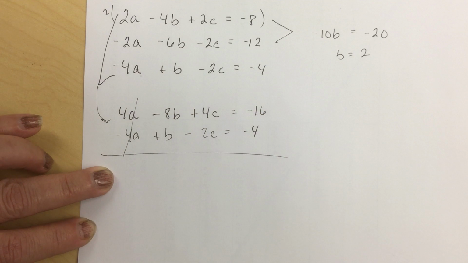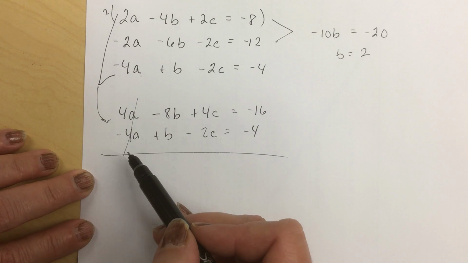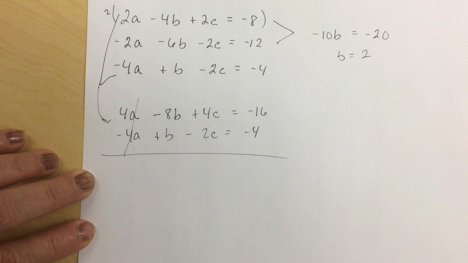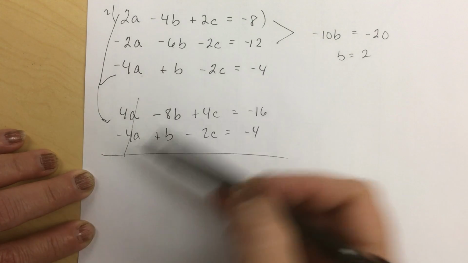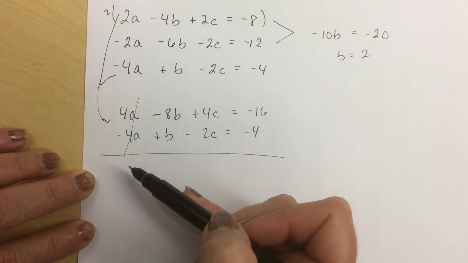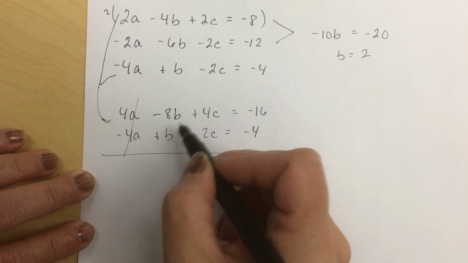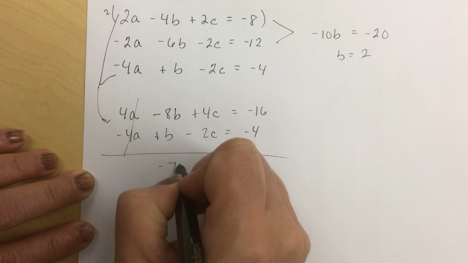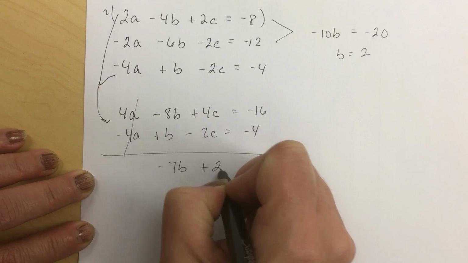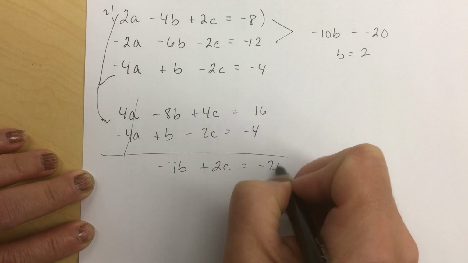So my a's cancel out. Notice you want to get rid of the same letter. That's the biggest mistake students make, is not getting rid of the same letter in the first two steps. We got rid of our a, and now we need to get rid of our a in our second step. So when I put this together, I get negative 7b plus 2c equals negative 20.